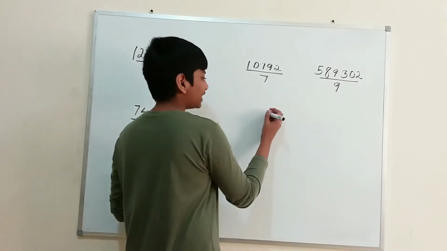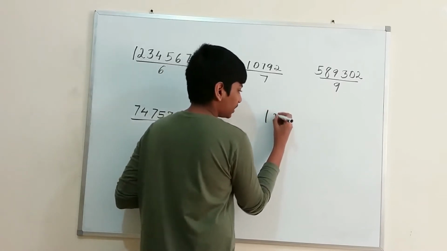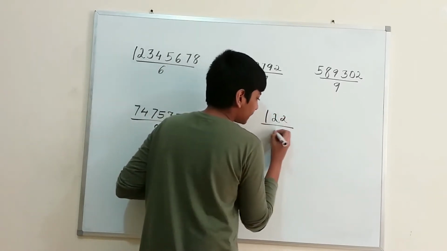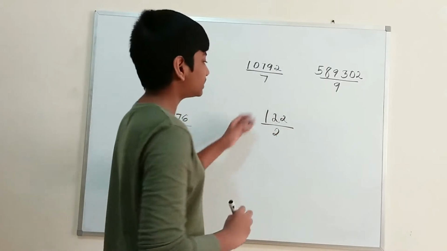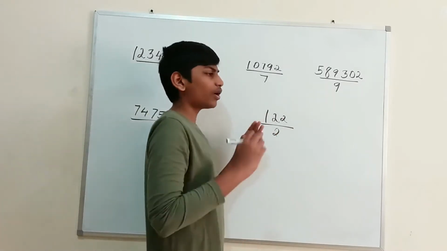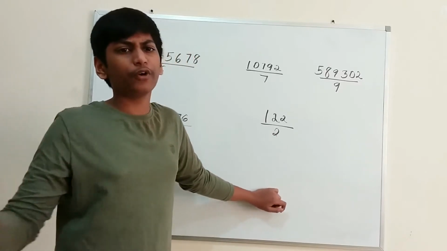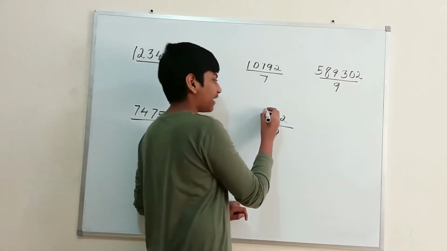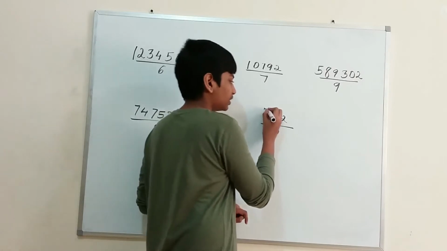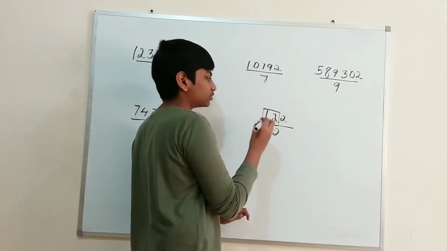For example, I'm taking 122 divided by 2. Here there's a 1 at the beginning itself. If anything is divided by 2 or 3 or 4 or 5, and in the beginning you have a 1, what we're going to do is make it like this. We're going to choose the 2.